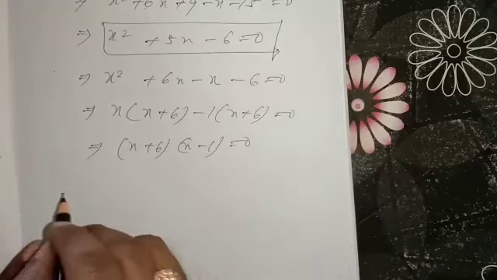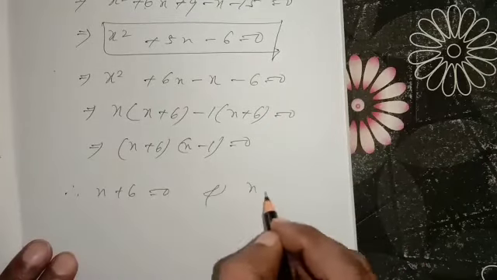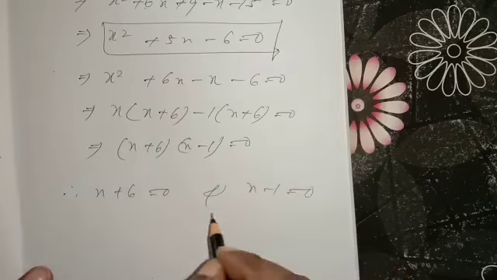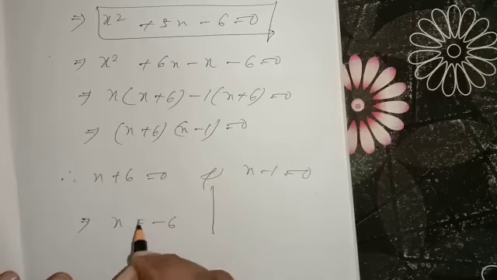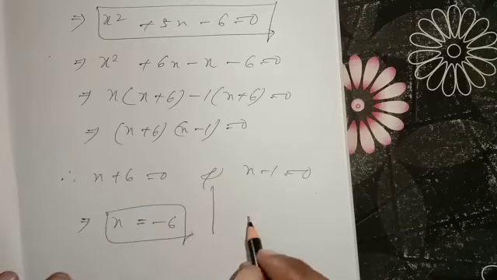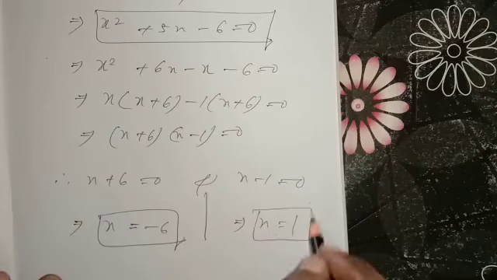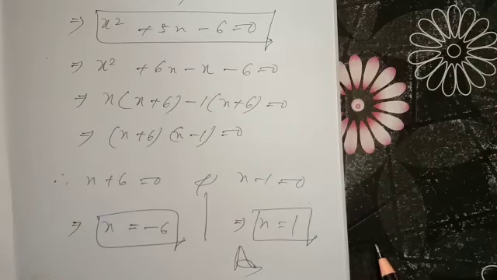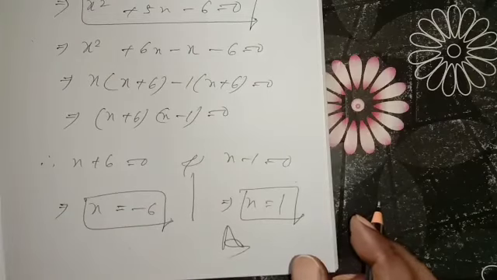Okay. So what is the value of x? X plus 6 equal to 0, first bracket, and second bracket x minus 1 equal to 0. So here you will get x is equal to minus 6, and here you will get x is equal to 1. So what are the answers? X equal to minus 6 or x is equal to 1. That is the question number 4 first part answer.